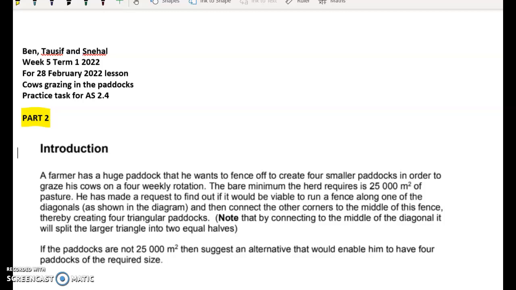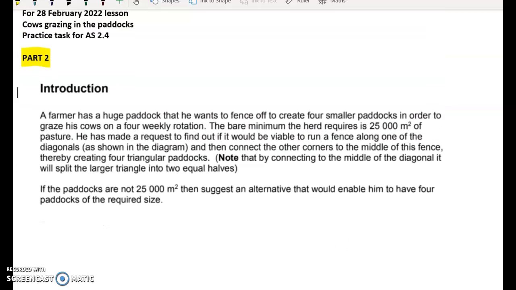So where we've got up to so far is that we've got this farmer who wants to have a paddock with all 4 paddocks being greater than 25,000 metres squared. And we've been asked to split that paddock up into 4 like this, and then like this. So what have we got so far?